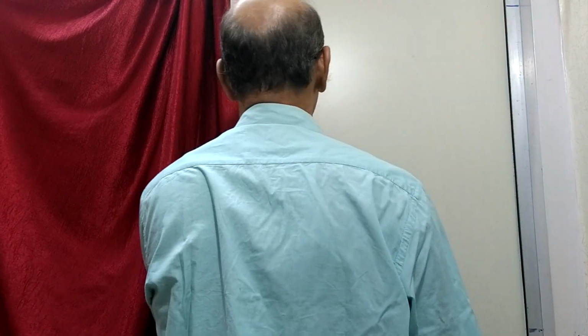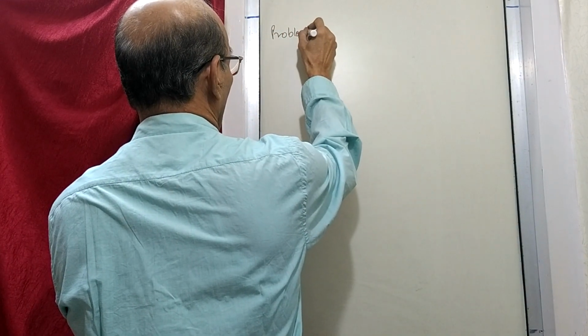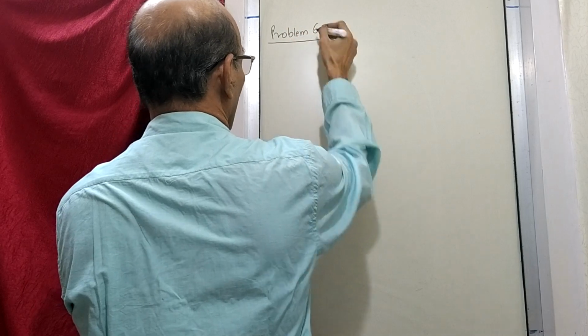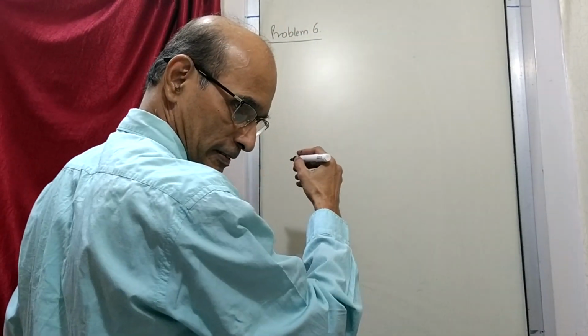Welcome all of you. We are solving problems on instantaneous center. We have already solved some 5 problems. Let's go to 6th problem. Problem number 6. So let's first draw the linkage diagram and as per the data. So the figure is like this.